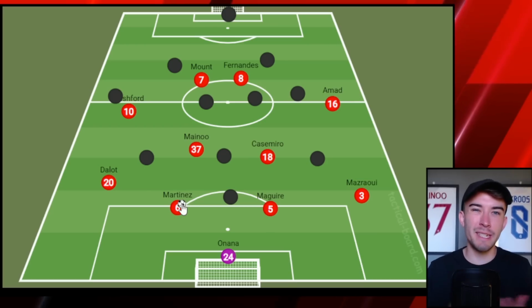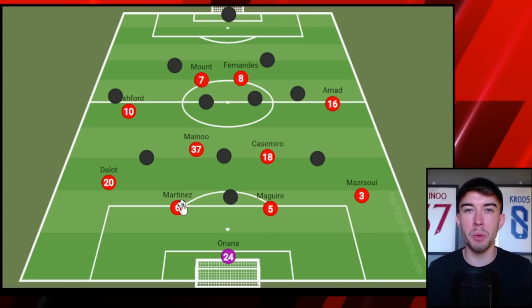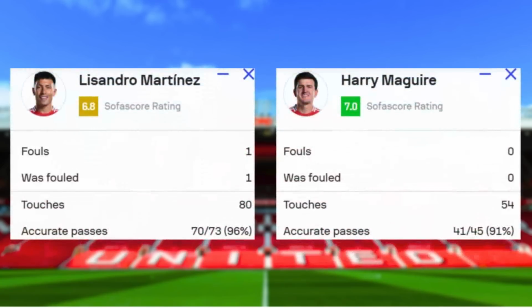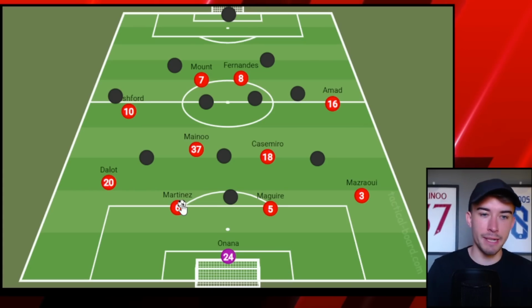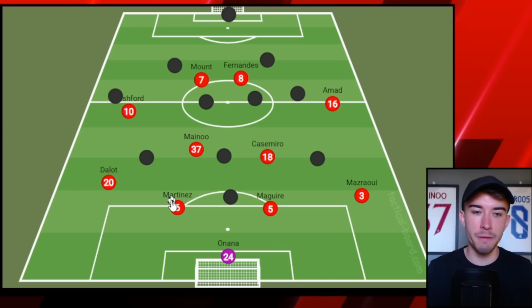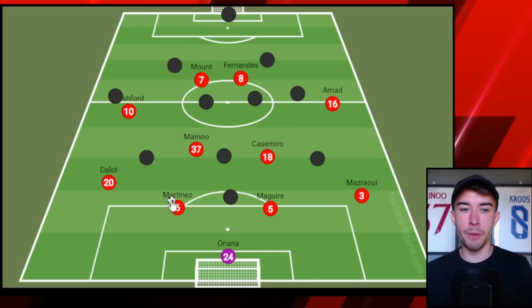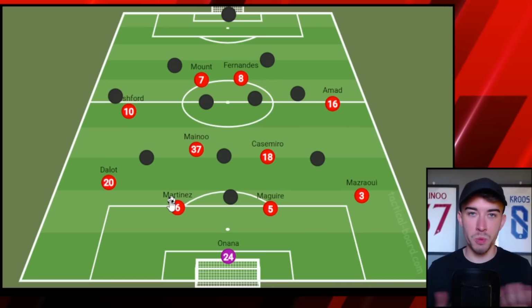Yes, Lisandro Martinez did play about 10-11 minutes more than Maguire at the weekend, but he had a lot more touches. So instantly, Manchester United have chosen a direction to play in. We have chosen to play towards the left-hand side. So this is the first decision that we have made. What you now have to look at, though, is the players that Lisandro Martinez is working with.